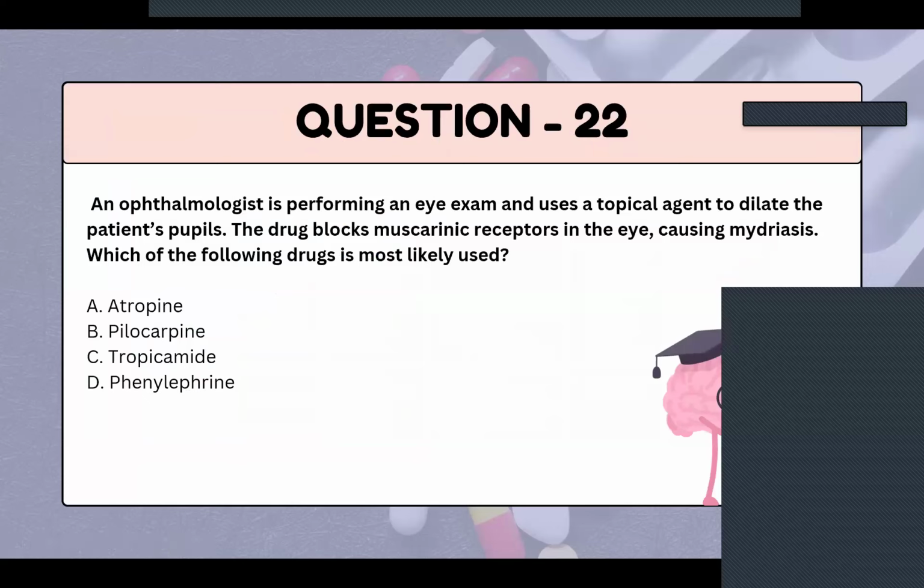The next question, an ophthalmologist is performing an eye exam, uses a topical agent to dilate the patient's pupils. The drug blocks muscarinic receptors in the eye, causing mydriasis. Which of the following drugs is most likely used? Atropine, pilocarpine, tropicamide, phenylephrine. Someone said B. No, sorry, B is not the right answer.